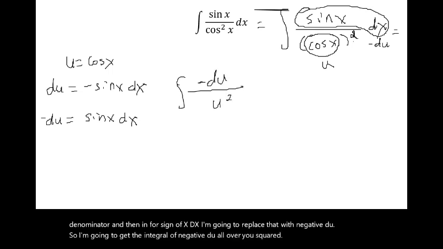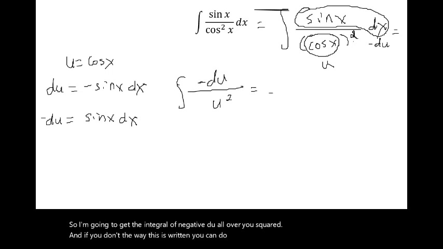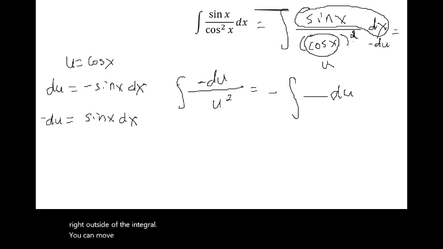And if you don't like the way this is written, you can do two things. You can take that negative and write it outside of the integral. You can move the du off to the side and put a 1 in the numerator.